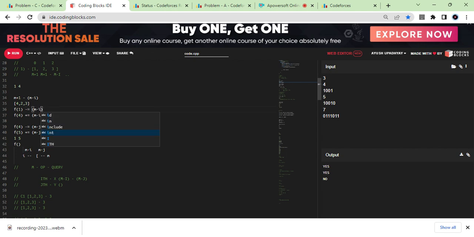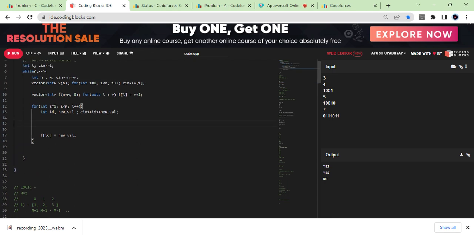minus equal to m minus i, because 1 was initially present there. How will you find out? f of whatever is initially present, since I'm changing my v vector only. I'm not saying okay, so f of id we cannot do, we can do v of id only. f of v of id, or you can make it clearer by saying int previous value at this position is equal to v of id, which was the previous value at this position.